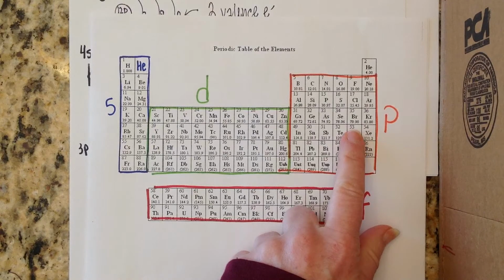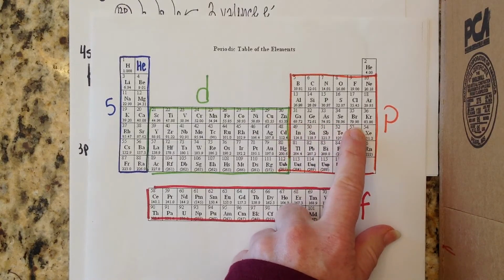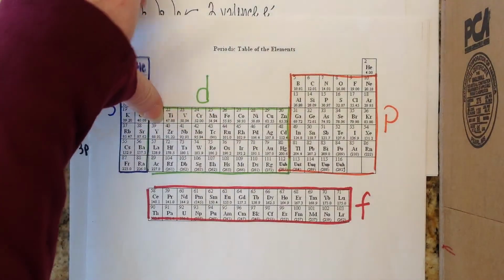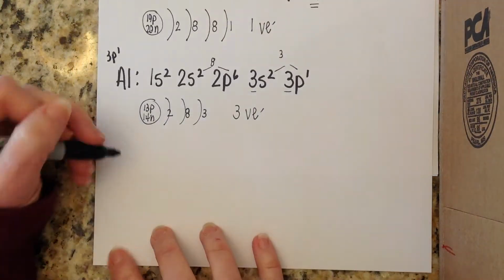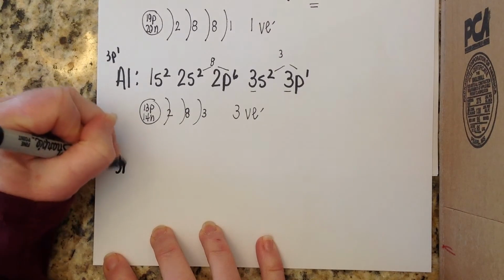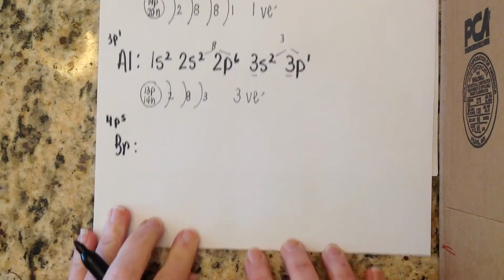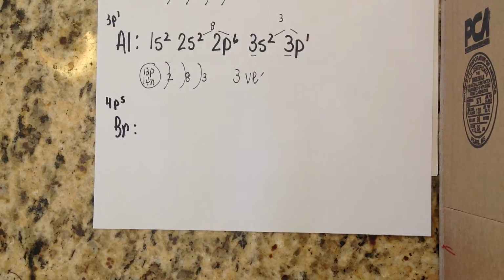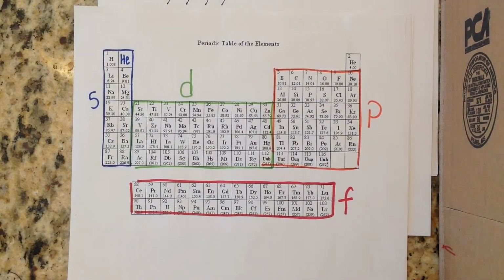Let's do another one real quick in the P block. Let's do bromine right here. Bromine is level 4, P block, and it's the 5th one over. So 4p5 is going to be the final address. So let's take a look at our periodic table and go to bromine. So we're going to start at home.